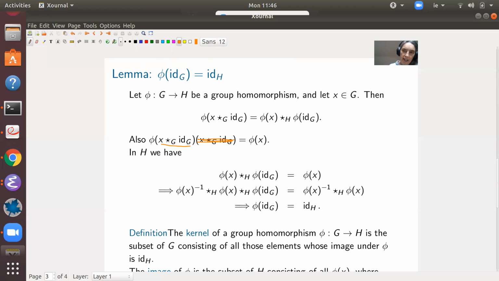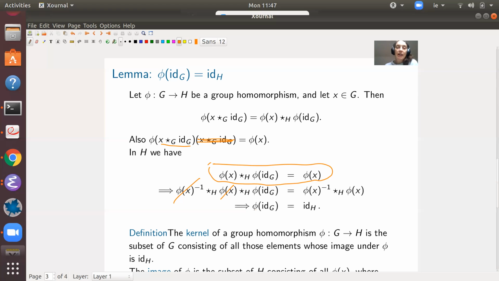Okay, so what we're saying then is that over in H, in the codomain, the target group, phi of X is an element in there, and phi of X composed in H with the image of the identity element of G under phi is just phi of X. In other words, the image of the identity element of G under phi is an element of H which has a neutral property when composed with the element phi of X. We can compose both sides of this equation on the left with the inverse of phi of X in H. And when we do so, we cancel off the phi of X from the left-hand side. And on the right-hand side, we get the identity element in H. So our conclusion is that the image under phi of the identity element of G must be equal to the identity element in H.